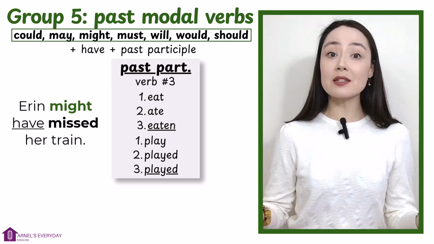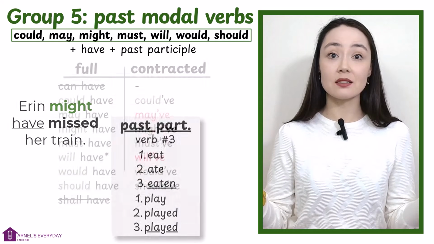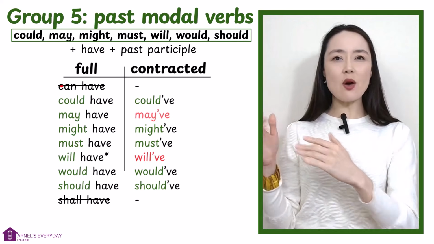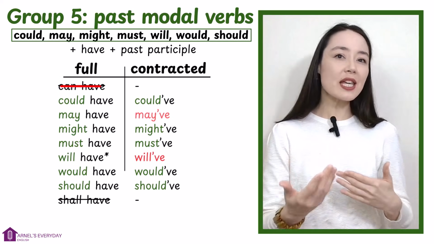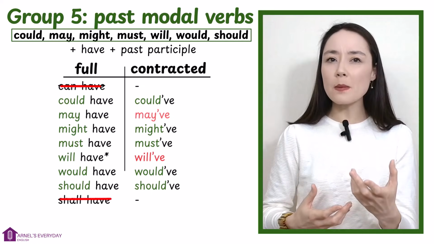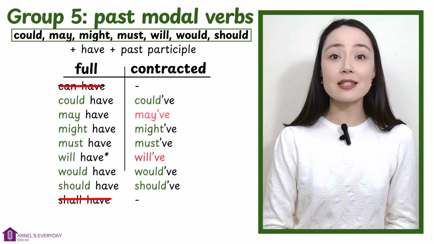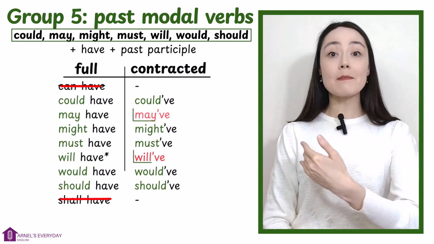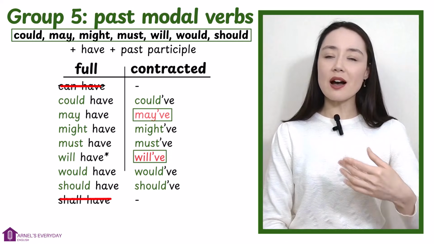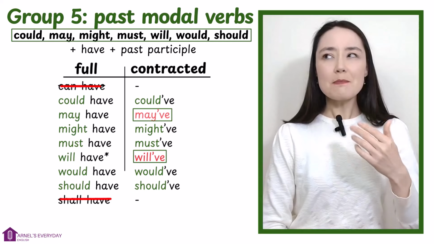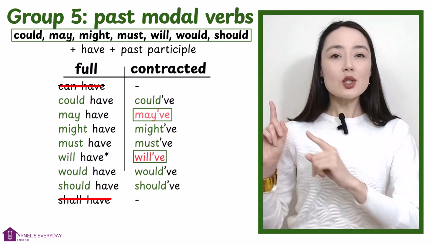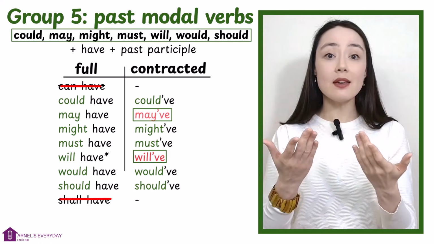Erin might have missed her train. We contract the modal verb plus have. You can see there is no can have contraction. There is no shall have contraction. Maybe very informally people might do that, but it's really not standard. I've put may have and will have in red because again, they aren't official written contractions. But many native speakers do contract when speaking. So the red contractions are the ones we say, but not write.